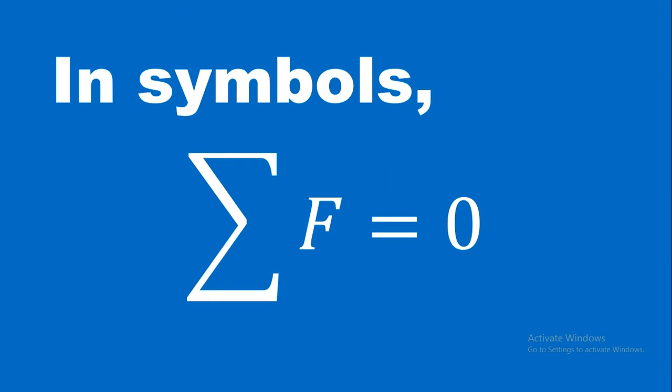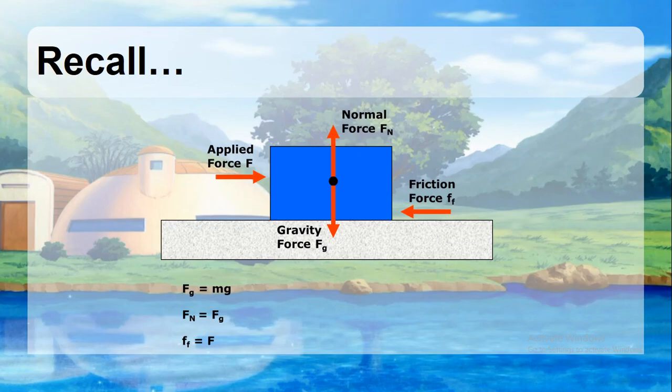In symbols, we have the summation of F, or the overall force present in that specific scenario, equal to 0. Meaning, walang nadagdag, walang nabawas. That is how we imply what the first law is all about.